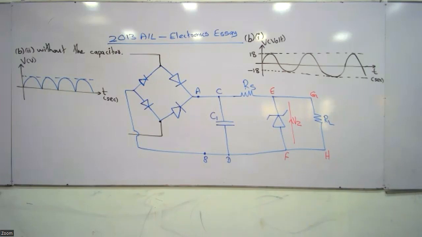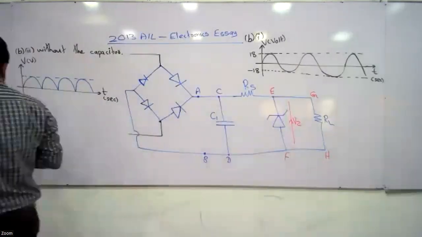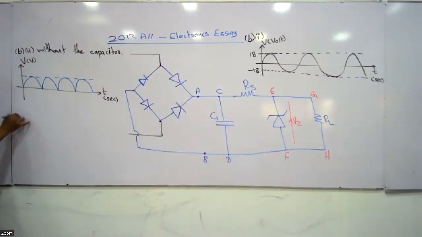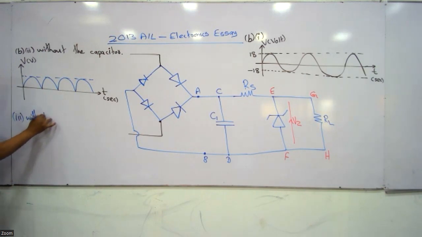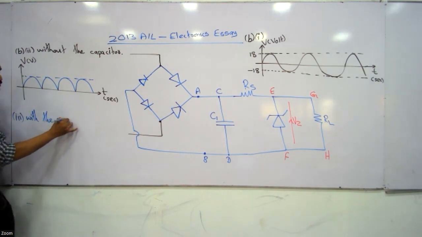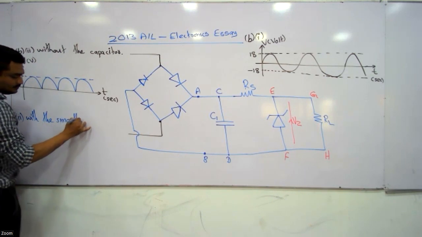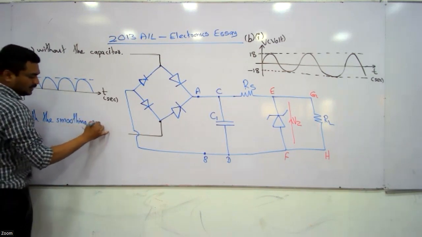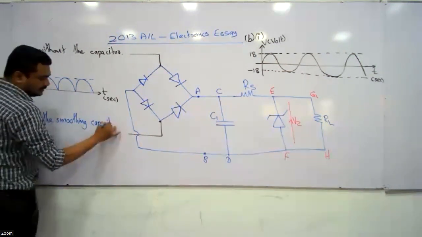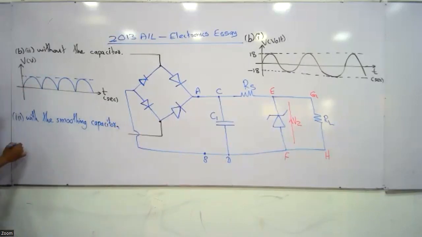B Roman number 3. Rectifier output voltage with the smoothing capacitor. With the smoothing capacitor, look at the board here.